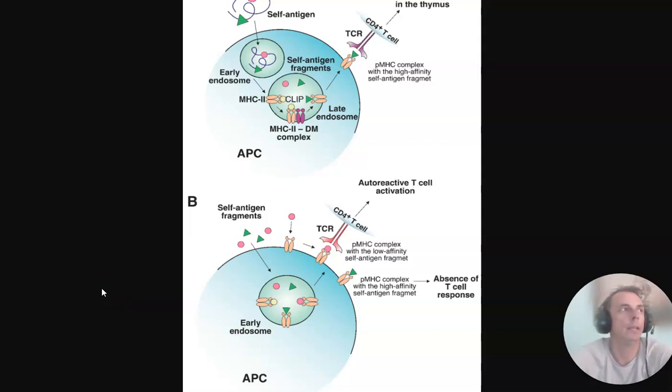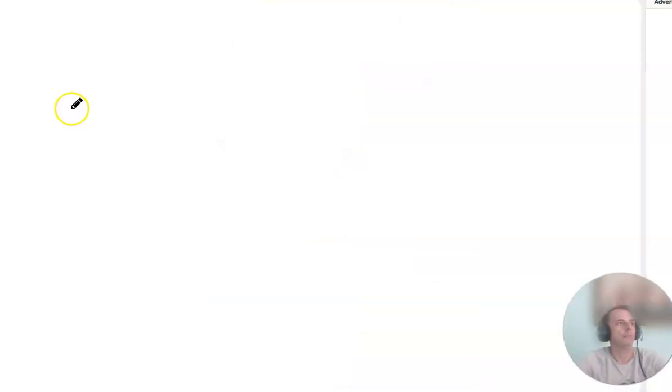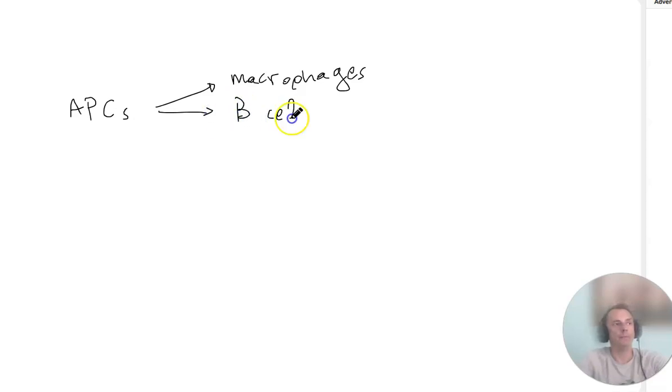Our focus today is on APCs, antigen-presenting cells, and especially on the MHC class II molecules expressed on the surface of APCs. Antigen-presenting cells are the macrophages, the B cells, and the dendritic cells in most cases.